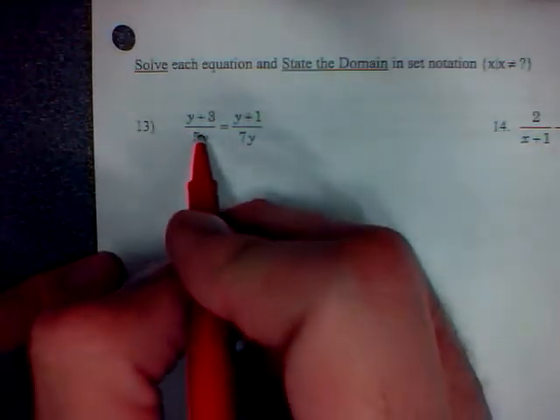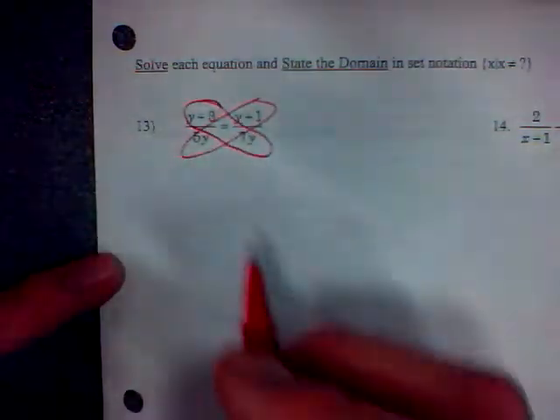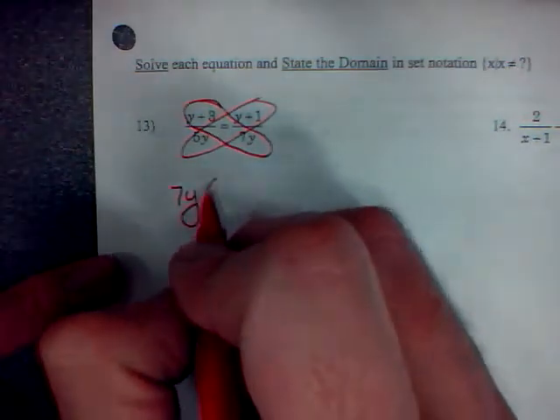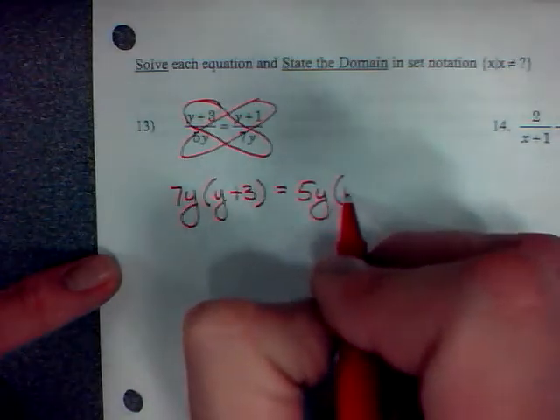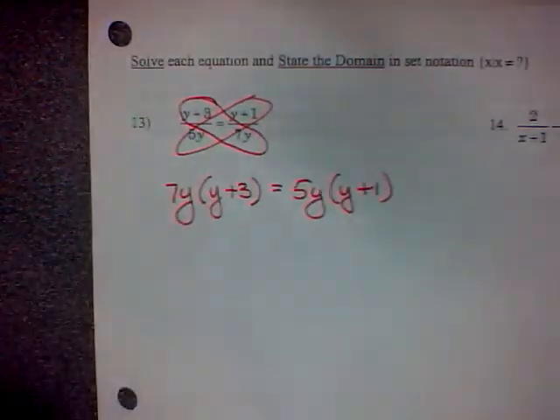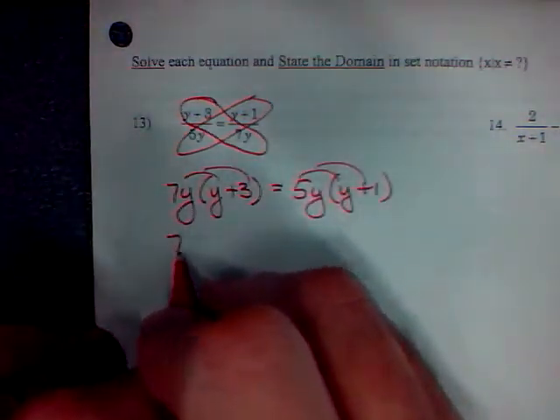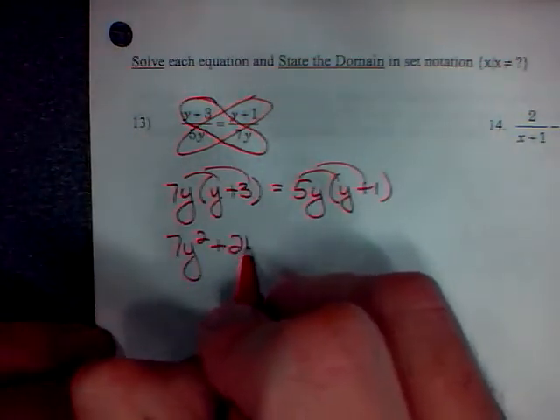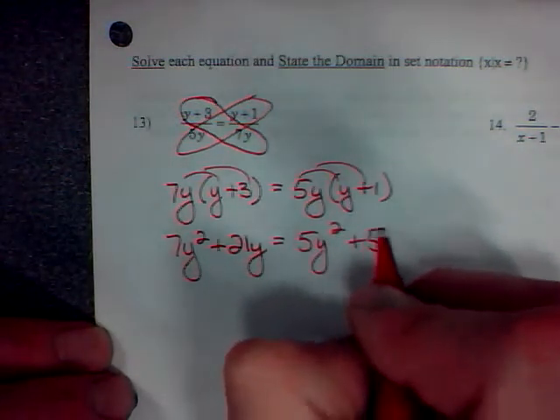Since we have a fraction equaling a fraction, we can just cross multiply on this one. So we're going to get 7y times y plus 3 equals 5y times y plus 1. Here we'll need to distribute. So we get 7y squared plus 21y equals 5y squared plus 5y.